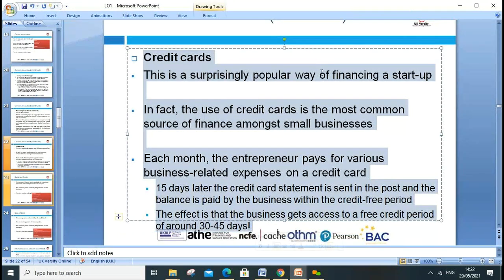Credit cards: sometimes there are 45 or 50 days interest-free, so a credit card can be used as a source of finance. That's also a good source of finance, which we can use to raise money, and that will help.